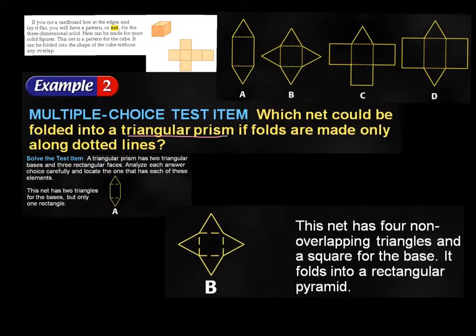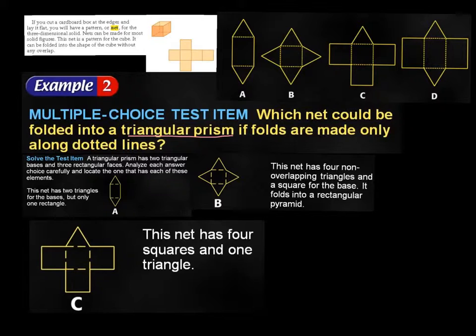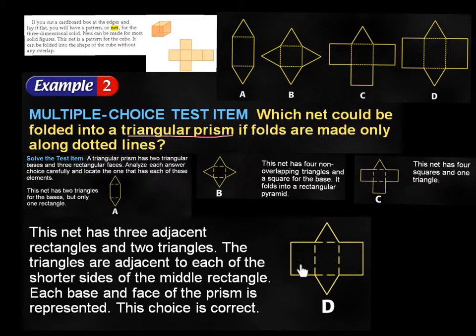Oops. This net has 4 squares and 1 triangle. It's not going to fold into anything nice. This net has 3 adjacent rectangles and 2 triangles. The triangles are adjacent to each of the shorter sides of the middle of the rectangle. Each base and face of the prism is represented. This is going to be our correct choice.